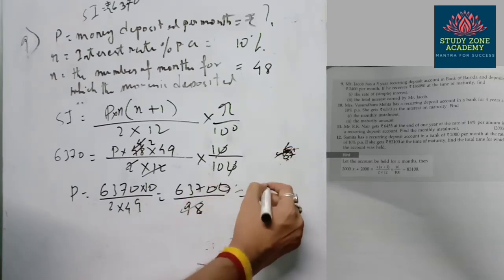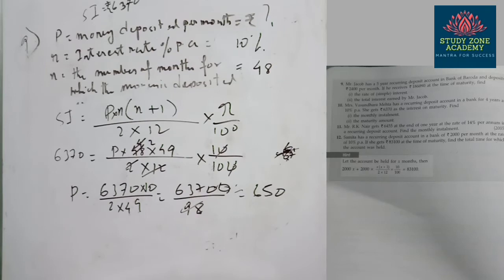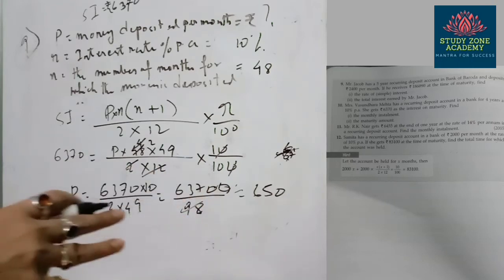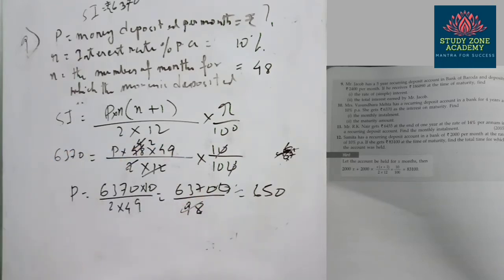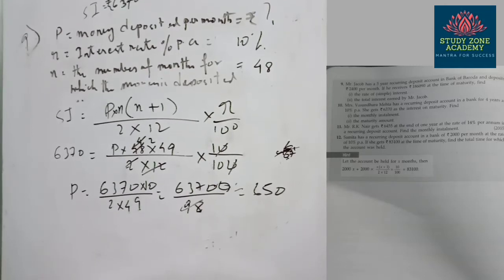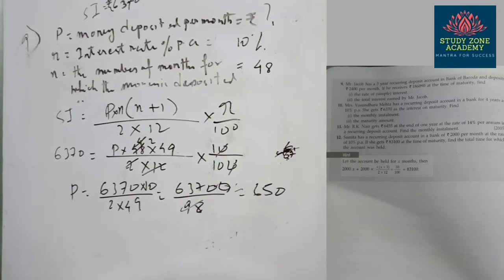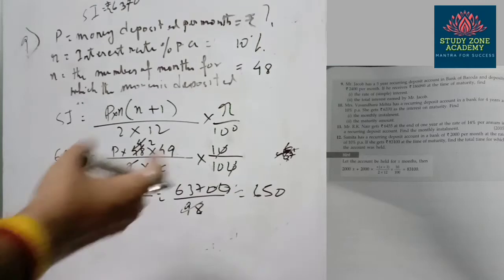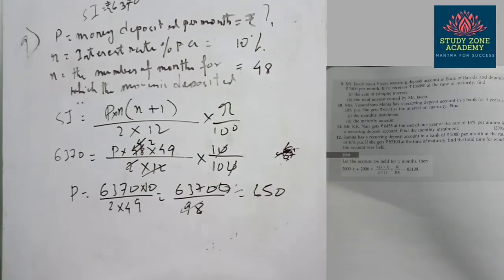Okay, fine. Principal is going to be rupees 650. I did the calculation by myself. It's just scribbling, pardon me for that. I did it mentally. I think it's correct. Let me check. Yeah, it's correct. 650 is the principal. Fine.